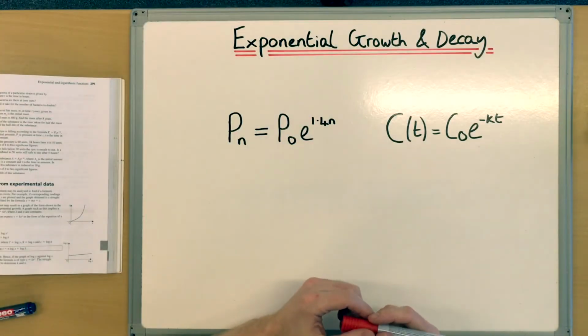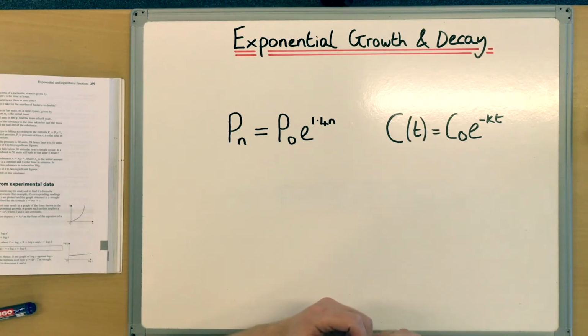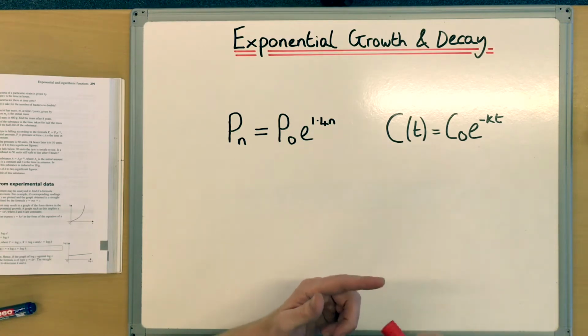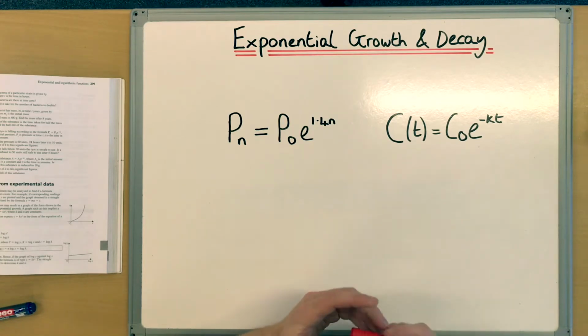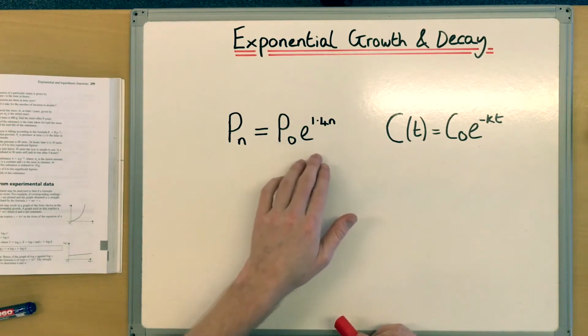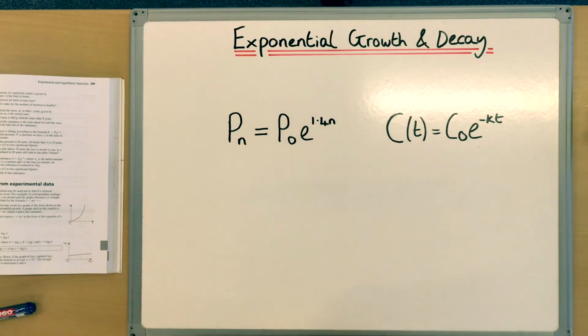Exponential growth and decay. So these questions are always talking about something increasing or decreasing. So it could be population, radioactivity, mass, temperature. It could be a whole host of things. But the main thing is to recognize them by these distinctive and quite complicated looking equations.